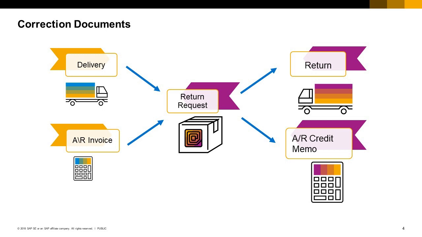Returns cannot be used for correcting issues arising from AR invoices. They are only used for correcting issues arising in delivery. One advantage of using the return request document is that users can use this document for issues arising from both deliveries and AR invoices. The system will automatically determine the appropriate correction document to follow the return request. An additional option for correcting issues after a customer is billed is to cancel an invoice and reissue it.